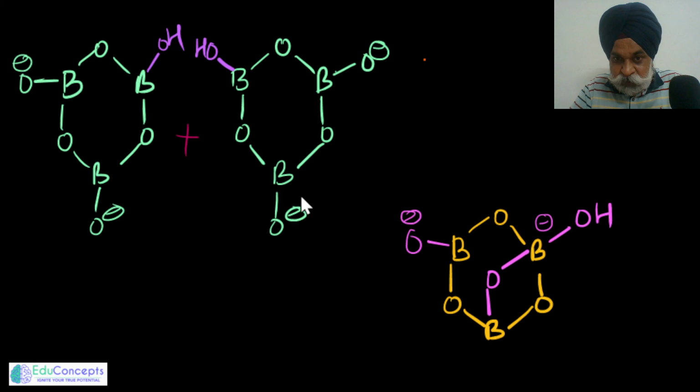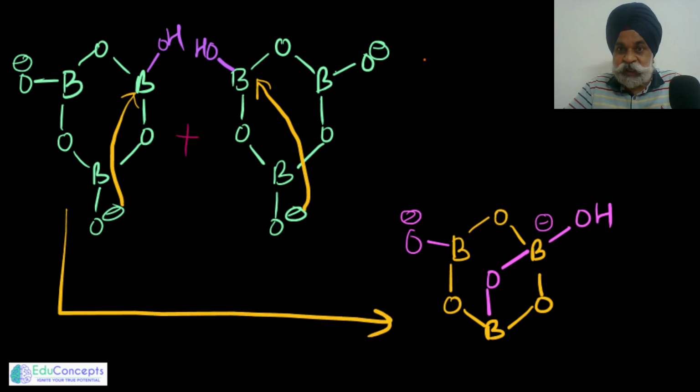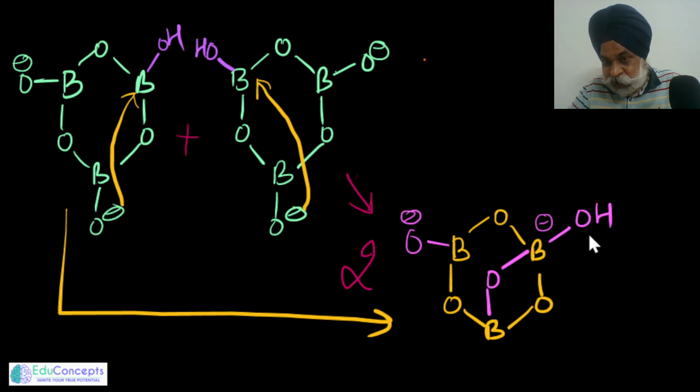Now what I am going to do is, this negative then attacks onto this boron, and this negative attacks onto this boron. As a consequence, you can show it like this. Just feel it with me. You would get 2 such units. I just have attacked O negative onto the boron which is containing OH group, and still the negative charge is 2 negative. Is it okay?